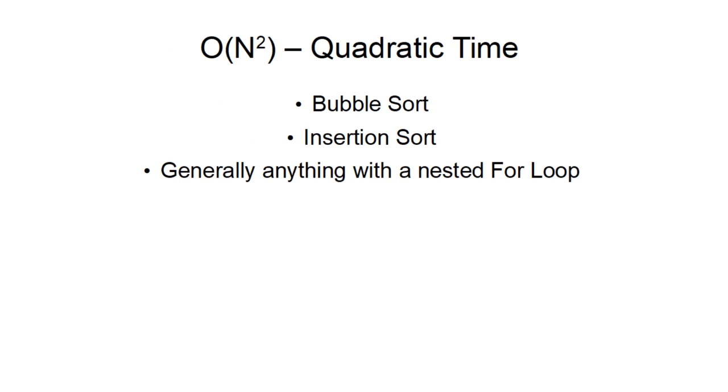We have big O of n squared, quadratic time. This is also a super common one. Bubble sort, insertion sort. Generally, anything with a nested for loop is going to be quadratic. Just because you see two for loops doesn't necessarily mean it's going to be quadratic. Like, say you're trying to find the biggest integer in a 2D array. Well, you're going to need to do a nested for loop usually, so it doesn't automatically make it quadratic. It's just a way to start.